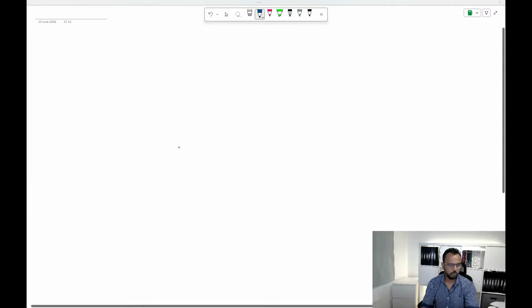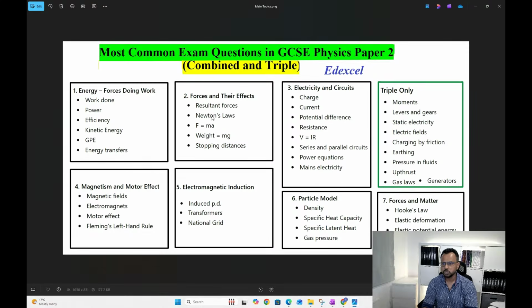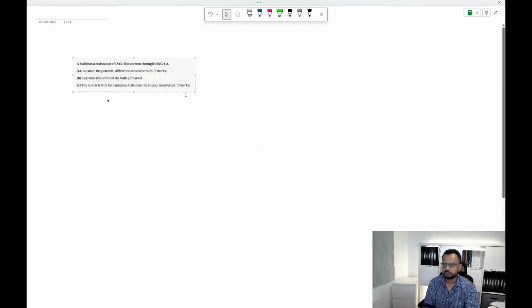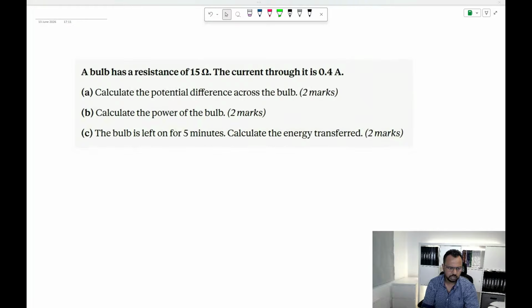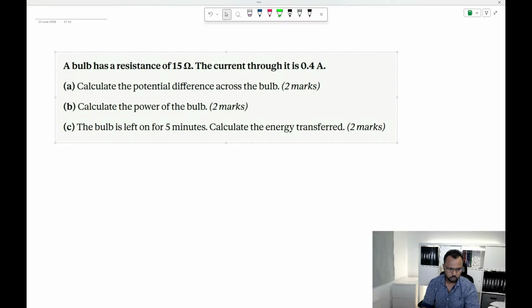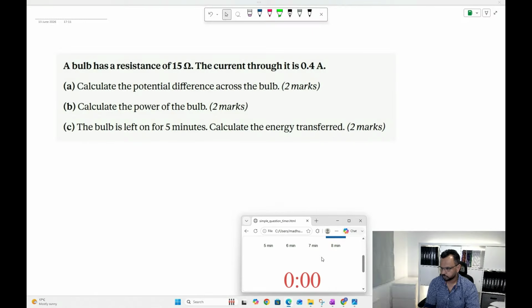So I'm just going to clear the board now. So we've discussed forces and their effect and stuff like that. Electricity is a very interesting topic. So let's try with an electricity question. So here is your first electricity question, guys. I'm going to start with a relatively easy one. Okay, everybody? I'm going to run a timer for 2 minutes, guys, for this one. And let's do it.